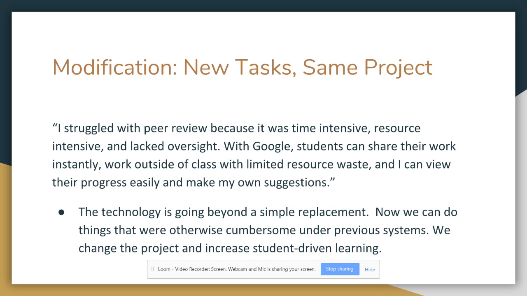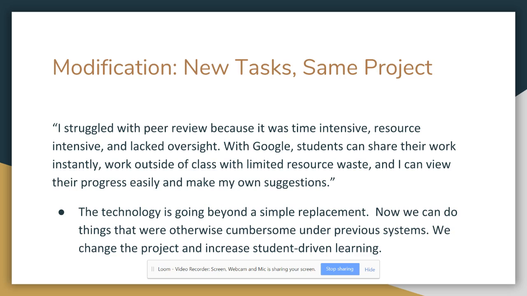Okay, well, maybe this is the example that you had. I used to struggle with peer review because it was time intensive, resource intensive, and it lacked oversight. My students couldn't do it, and I couldn't be everywhere watching everybody grade each other's papers. With Google, students can share their work instantly. They can work outside of class time with limited resource waste.